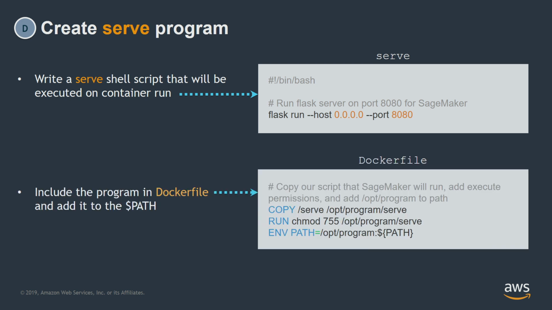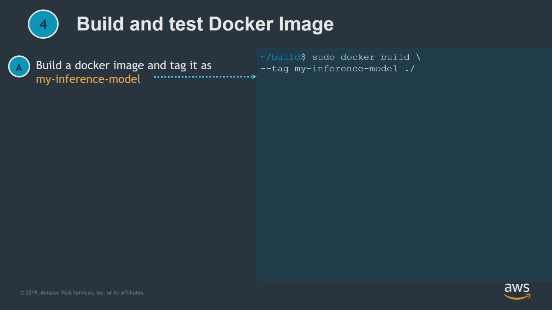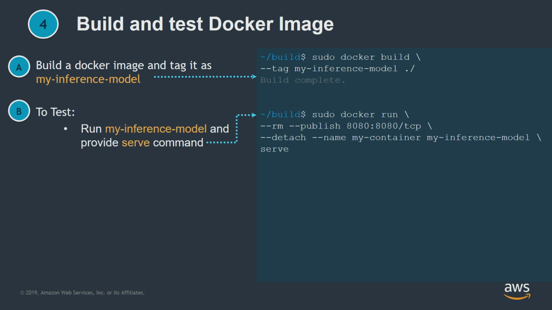We'll include this serve file in the path of our image, and make sure that it can be executed. And we're ready to build. So we'll issue the docker build command on the context that we're in right now, and we'll tag this Docker image with the tag my inference model. Once that build is complete, we can run this Docker container inside our development environment. We'll make sure to publish port 8080, because that's where SageMaker will be sending those pings and those invocation calls.